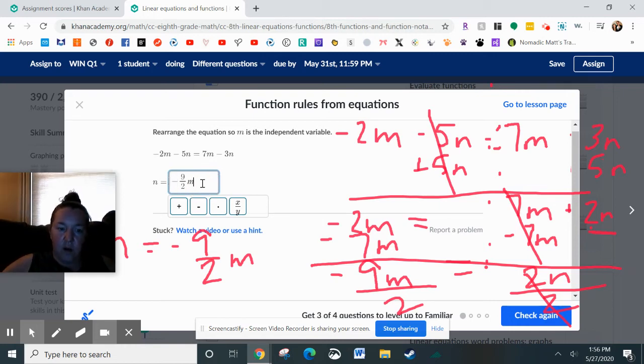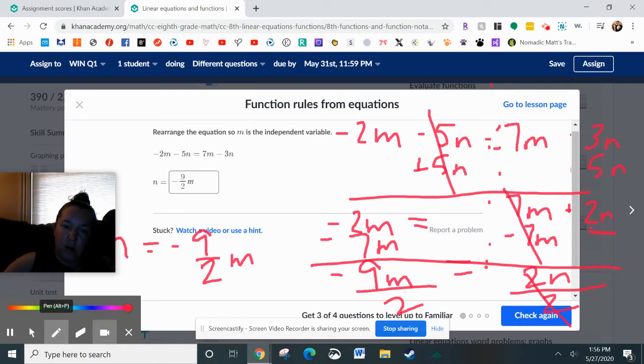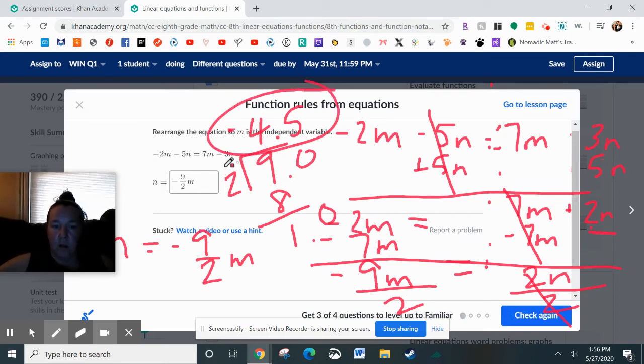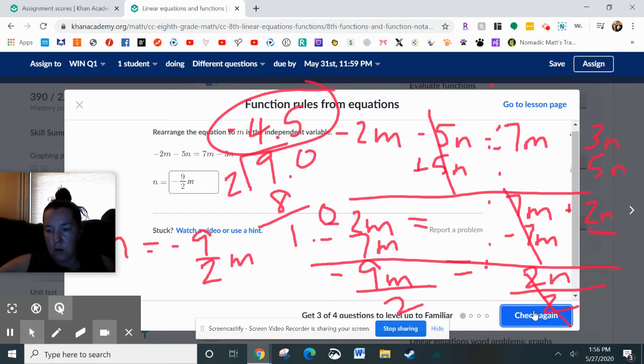m. I could have also, if I wanted to, 9 divided by 2, it goes in there 4 times. Put a 0, put a 0. I could have put negative 4.5. Either one should work. But I'm just going to leave it as a fraction and check my answer.